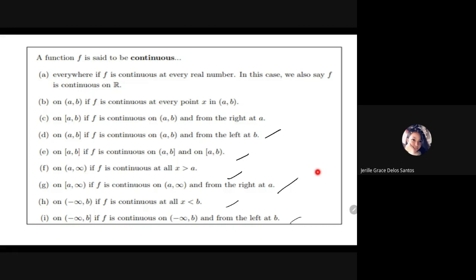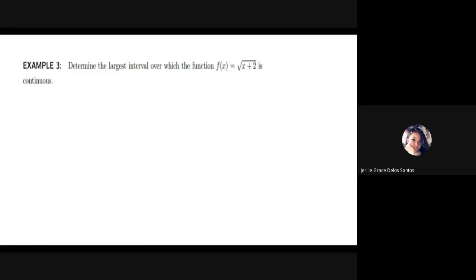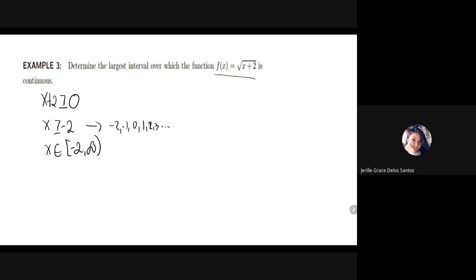Now let's try to use those examples in determining this. Determine the largest interval over which the function f of x equals the square root of x plus 2 is continuous. Remember that the given function here is a radical function, so let's try to find the domain. Remember that x plus 2 must be greater than or equal to 0. It could be 0, it could be greater than 0. If less than 0, the value inside the radical sign is imaginary. So solving for x, we have x greater than or equal to negative 2. So x must be an element of [-2, positive infinity), because negative 2, negative 1, 0, 1, 2, 3, and so on.